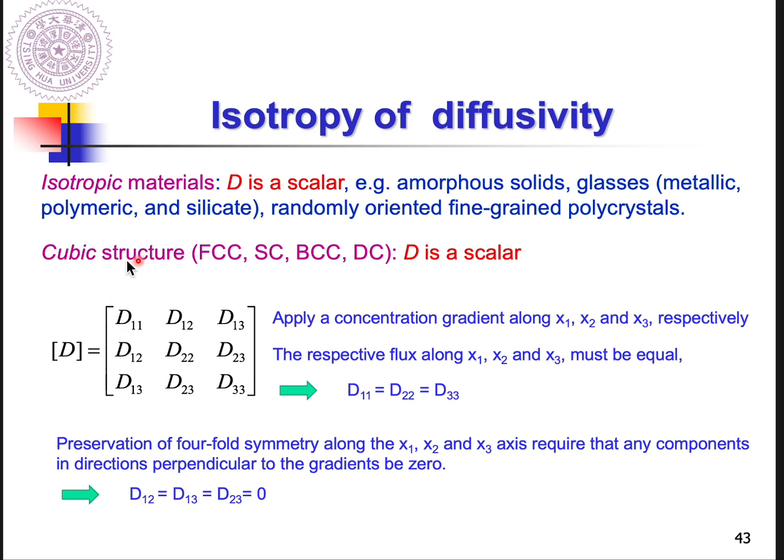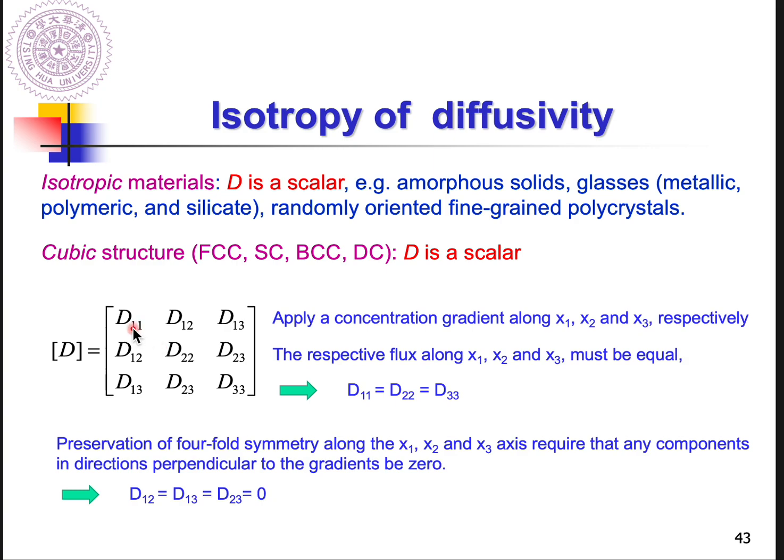And as you know, in this cubic structure, the axes 1, 2, 3 are perpendicular to each other, right? So the angle between axis 1 and 2 is 90 degrees, and also the angle between axis 2 and 3 is 90. And also the same angle between 1 and 3, right? And as you know, they have fourfold symmetry, and x1, 2, 3 are perpendicular to each other.